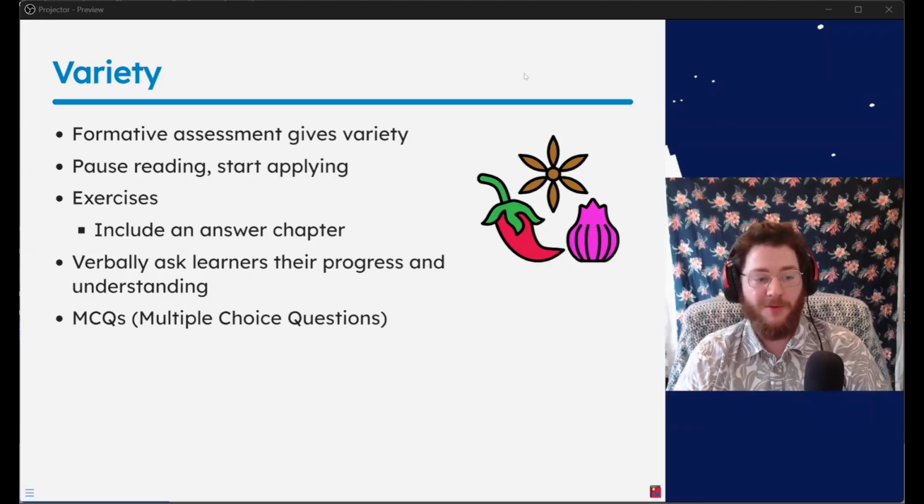So another way of formative assessment is verbally asking learners their progress and understanding. Easier for in-person stuff than online, because in online you're kind of asking out in the open or on a Slack, but definitely in person, I like to patrol and ask people, how are they doing? Or if they have a question, then I help them through the debugging or whatever the issue may be, and then kind of ask them how they're finding things. But the thing we're primarily going to focus on is MCQs, or multiple choice questions.